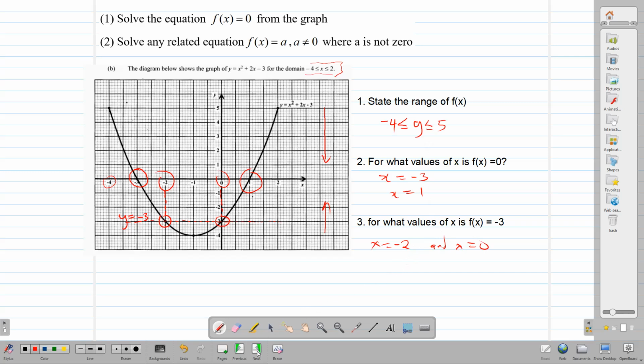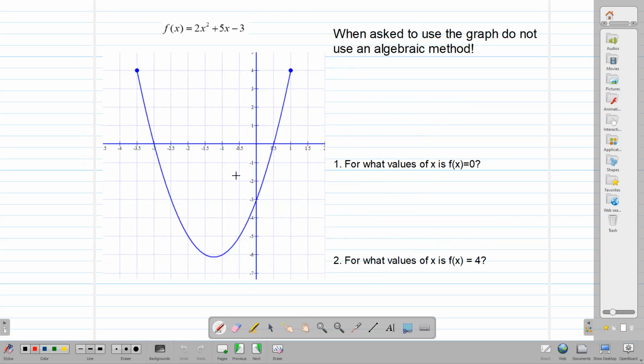Let's look at a similar example. Here's our function, f of x is equal to 2x squared plus 5x minus 3. We want, first of all, to talk about what it means to use the graph versus an algebraic method. Now, if the question says use the graph, you need to actually use the graph to solve the equation. So for what values of x is f of x equal to 0? It's equal to 0 here, where the graph crosses the x-axis. So our solutions are x equals -3 and x equals 0.5.